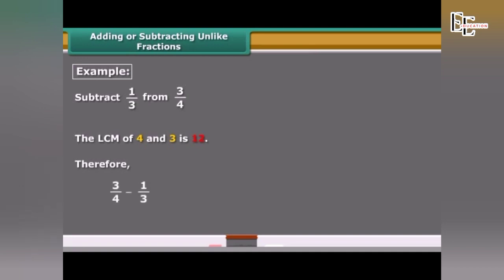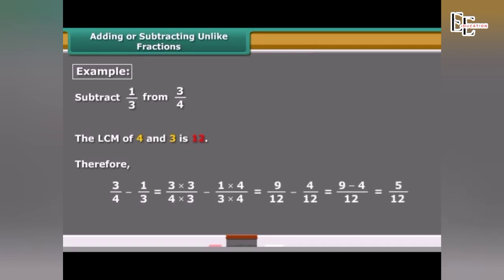In another example, to find the subtraction of unlike fractions, first we need to find equivalent fractions of 3/4 and 1/3, which have the same denominator given by the LCM of 4 and 3. The required LCM is 12. Therefore, the subtraction of 3/4 and 1/3 is 5/12.